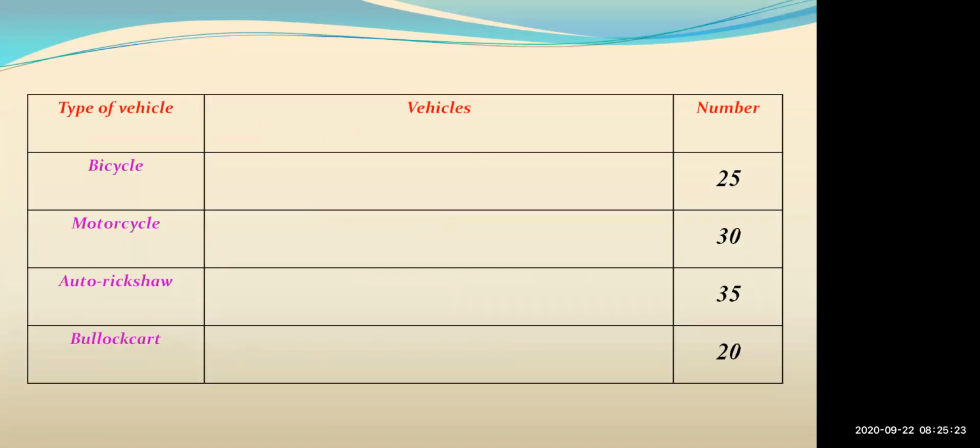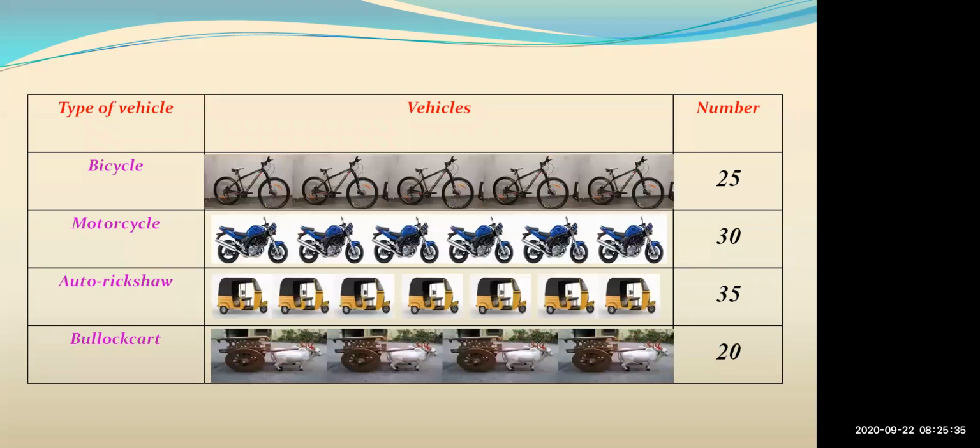Now I will show you one diagram here. See, now same diagram I will take, the pictogram. See here, names of the vehicles are given: bicycle, motorcycle, auto rickshaw, and bullock cart. And we will see the number of vehicles. You can see this picture. Same pictogram I am taking. See, in the first picture you can see 5 bicycles are there. Second picture you can see 6 motorcycles. Third picture you can see the auto rickshaws, 7 auto rickshaws. And fourth picture you can see the 4 bullock carts. So this information we have to show on the bar graph.